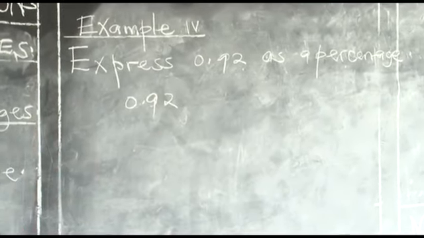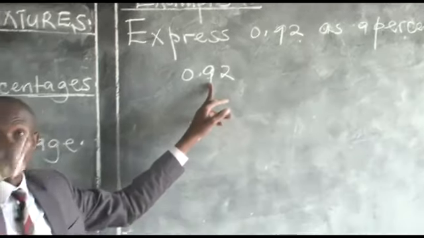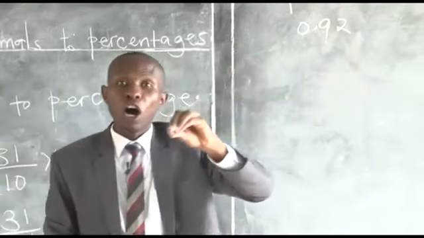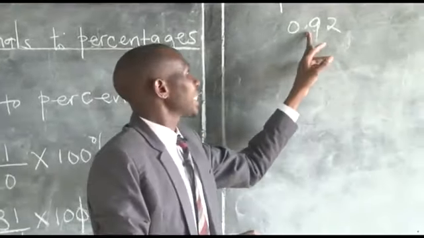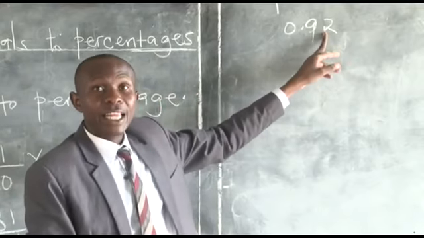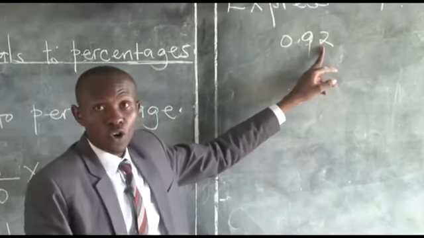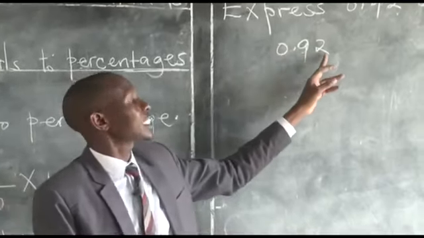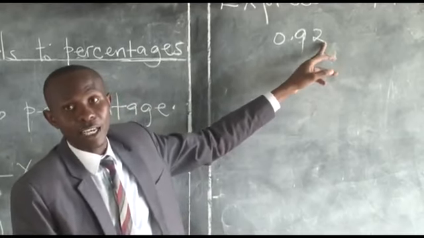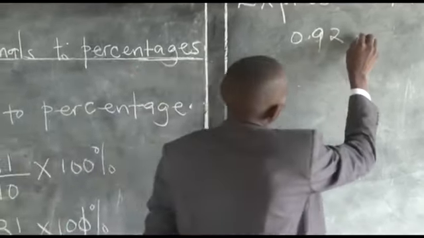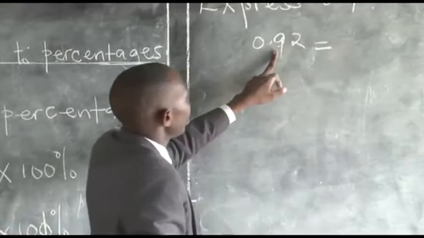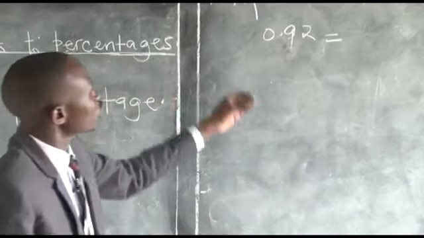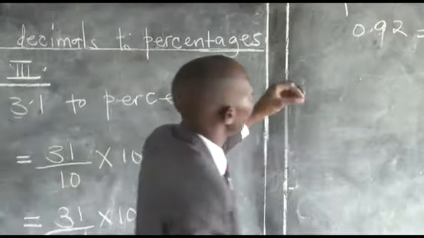0.92, we don't read it as "zero point nine two"; that is wrong. We read it as 0.92, or we also read it as 92 hundredths. That's how we read it, though some people end up saying it the wrong way, which I don't emphasize. Always say 0.92 or 92 hundredths. So let's first change this decimal into a fraction.